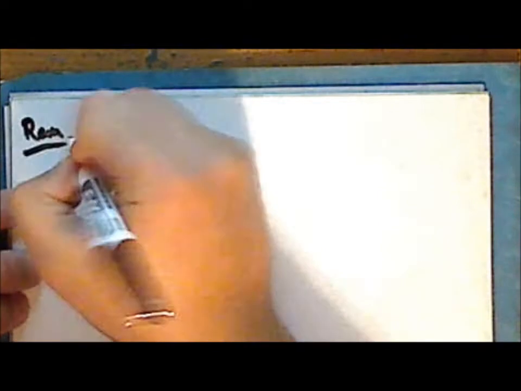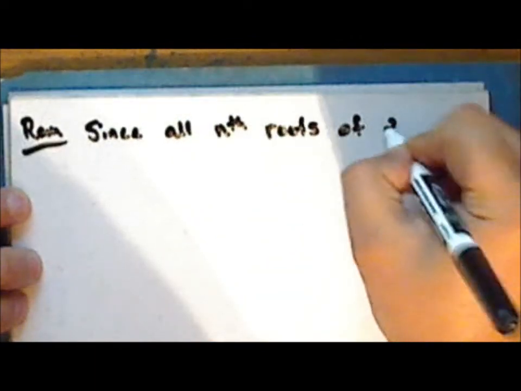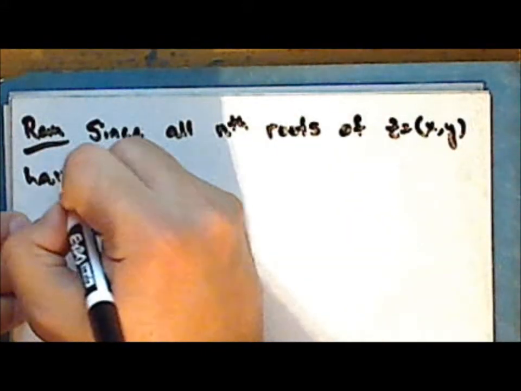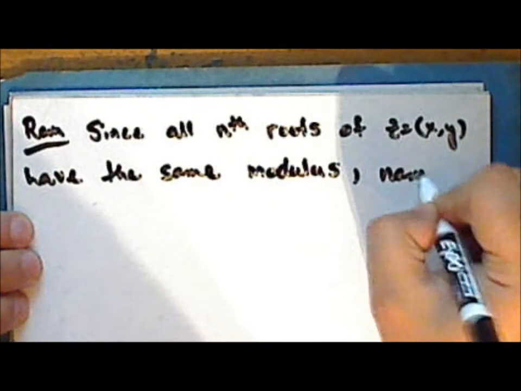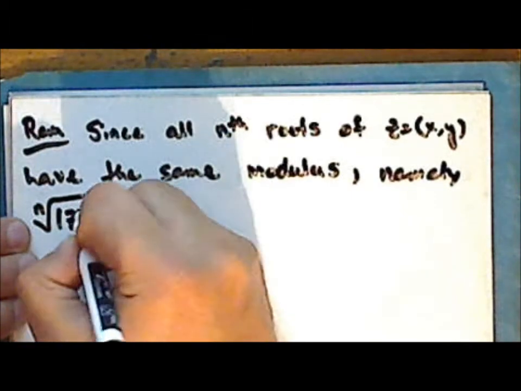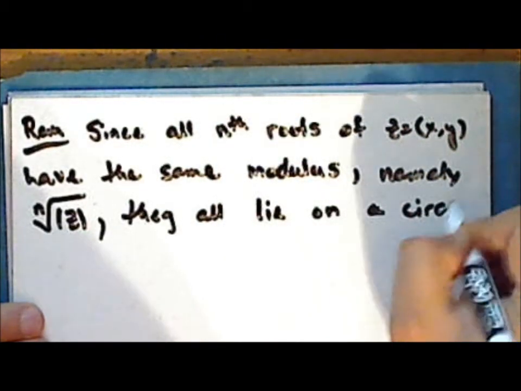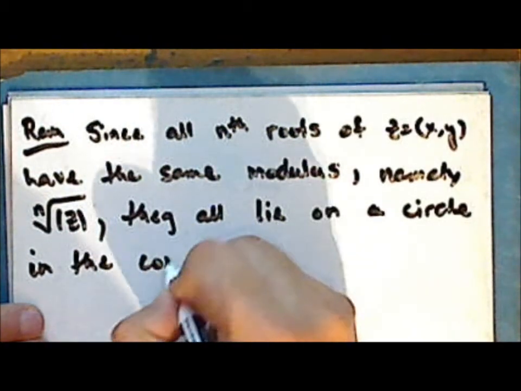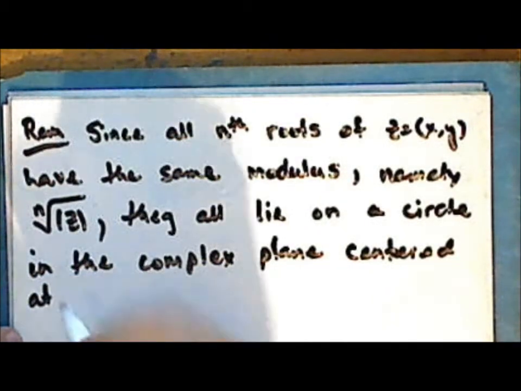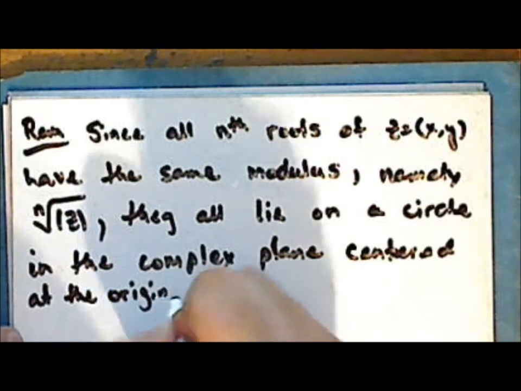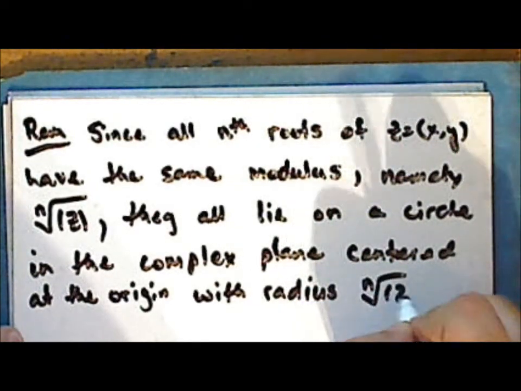So notice that since all nth roots of the complex number z have the same modulus, namely the nth root of the modulus of z, they all lie on a circle in the complex plane centered at the origin with radius the nth root of the modulus of z.